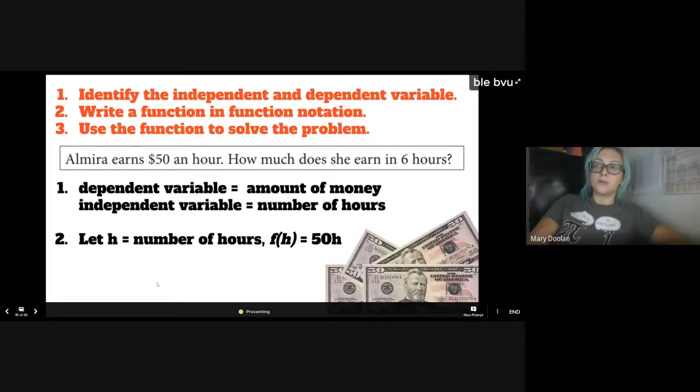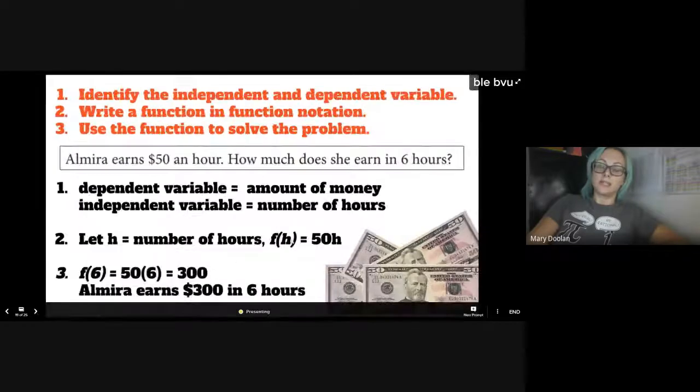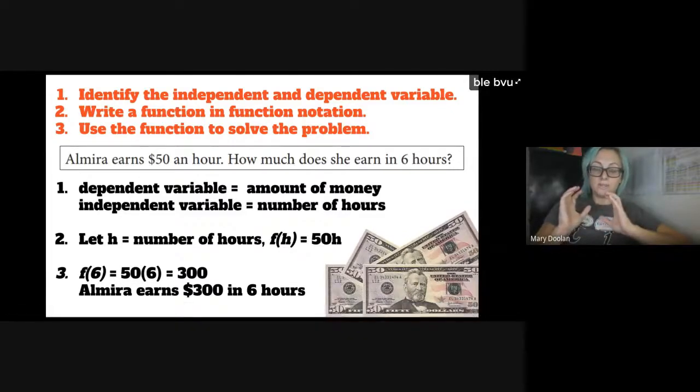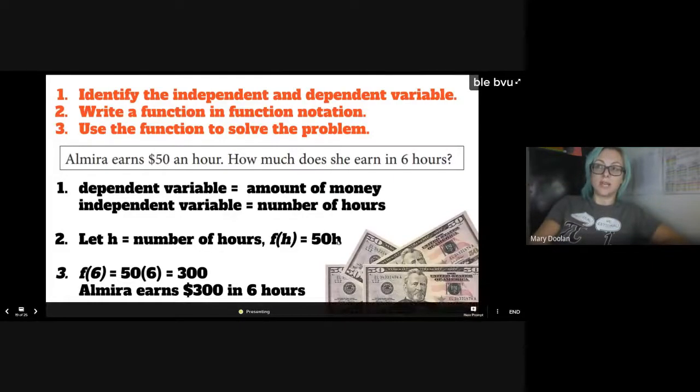All right, so if h equals 6, f of 6 means it's your expression. You take out the variable and replace it with a 6. So I remove the h and put in 6, because that's the number of hours that I'm trying to figure this out for. And this actually means 50 multiplied by 6, so that's 300. She earns $300 in 6 hours. That's a pretty good job.